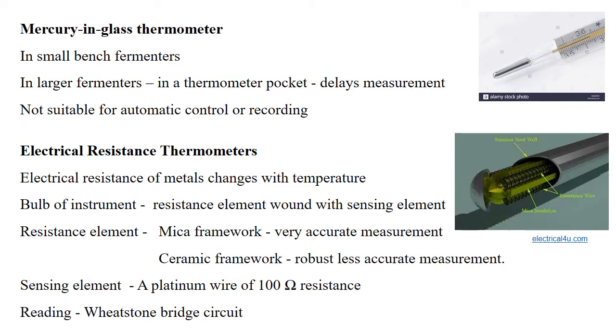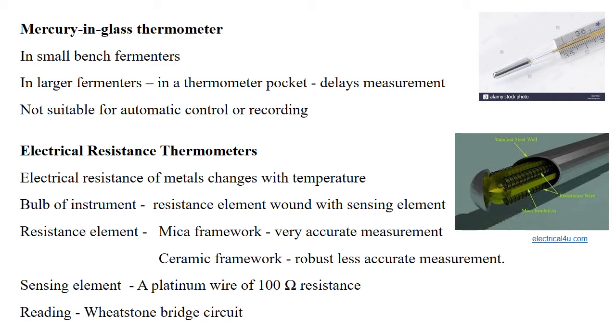Now we will discuss a few types of thermometers. The first one is the mercury in glass thermometer. These are generally used in small lab scale fermenters. This is highly fragile. So in larger fermenters, it has to be inserted into a thermometer pocket in the vessel. And this delays the measurement of the vessel temperature. So this type of thermometer cannot be used for automatic control or recording of temperature in a fermenter.